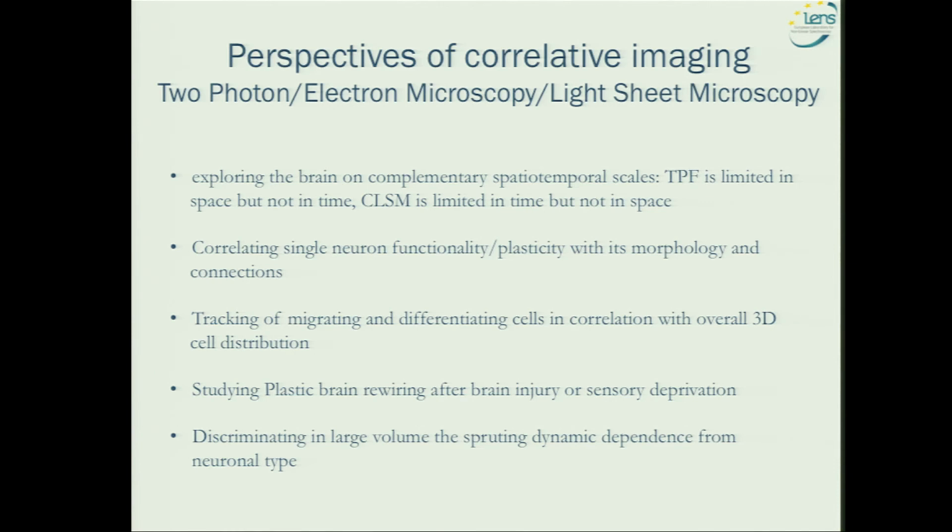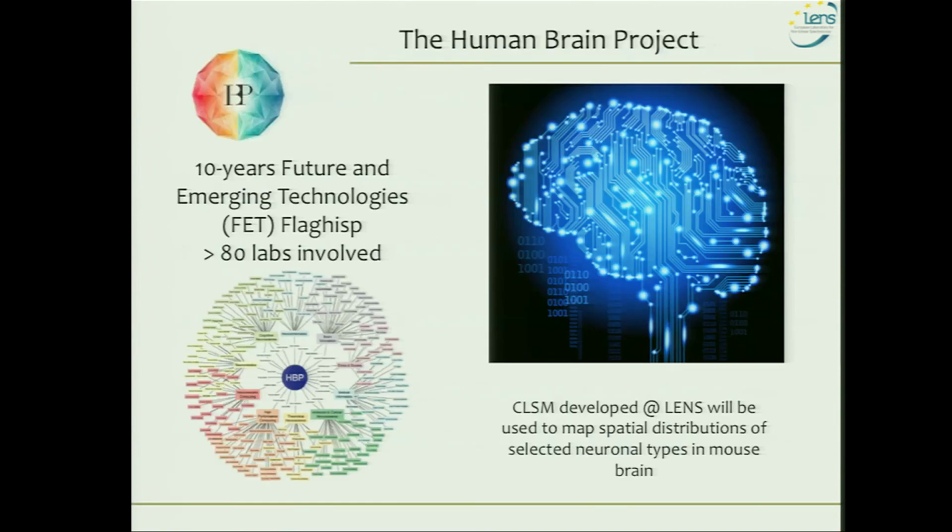This enables us to correlate single neuron functionality and plasticity with its morphology and connections, and to track migrating and differentiating cells in correlation with the overall 3D cell distribution. It allows studying plasticity and brain rewiring after brain injury or sensory deprivation, and discriminating, over large volumes, the dependence of sprouting dynamics on neural type. Let me say that this work was done in the frame of the Human Brain Project, which is the European flagship, the twin project of the American brain project.